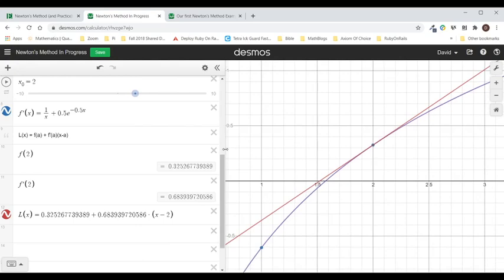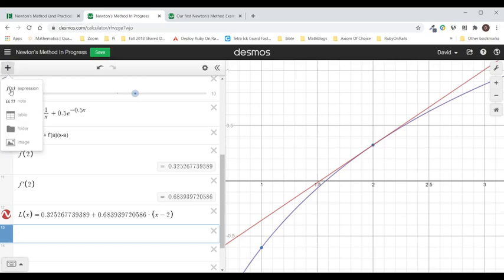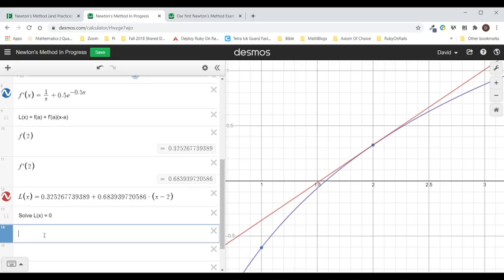I'm going to do this the way they usually do this. I'm going to add myself a little note here. Hopefully you'll be able to see this later. And we're going to solve L of x equals 0, and we're going to do this in our heads first. If I take this equation and set it equal to 0, how do I do that? I'm going to subtract this negative 0.325 mess from both sides. I'm going to divide both sides by this 0.683 mess, and then when I'm all done, I'm going to add 2. And what I'd like to do is call the answer, it's not x naught, it is our next x, so I'm going to call it x1.